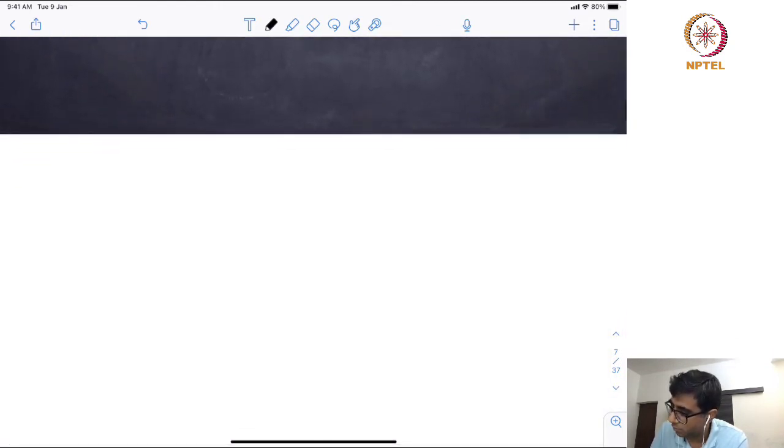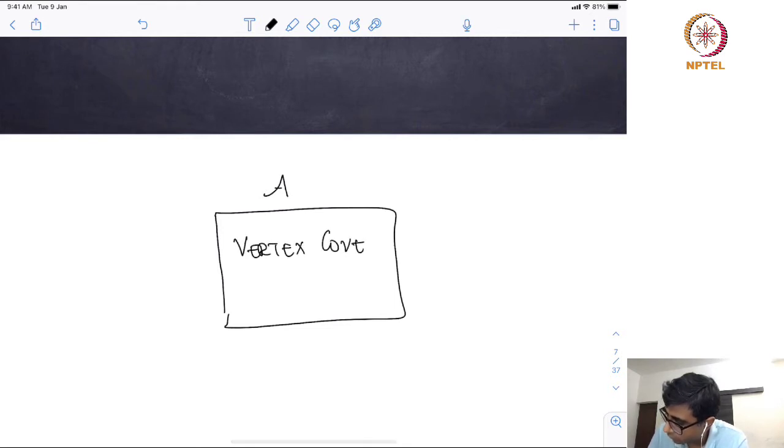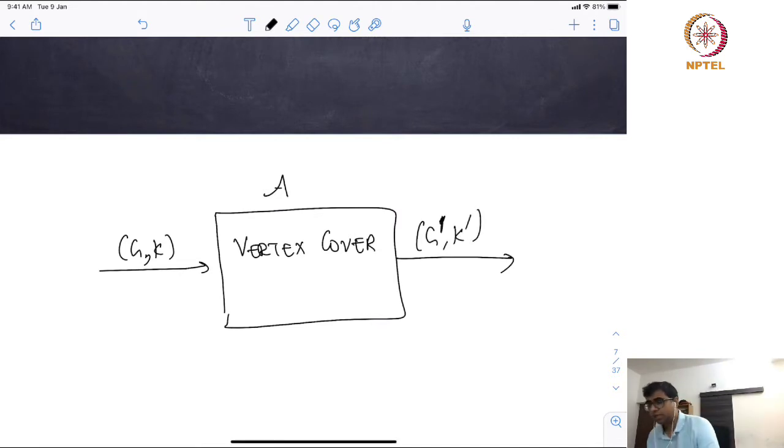Let us look at the example of a vertex cover problem. Suppose I had an algorithm, a black box for vertex cover. It takes an instance G comma k, and outputs an instance G prime k prime. And what is more, a specification of this: it is a polynomial time algorithm.